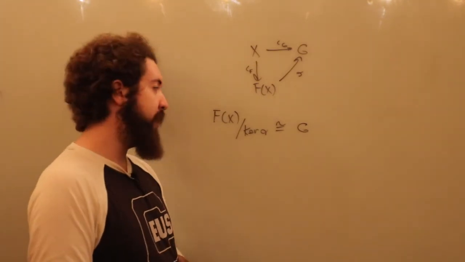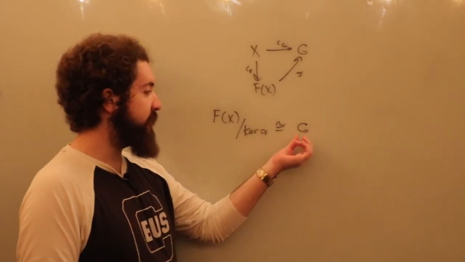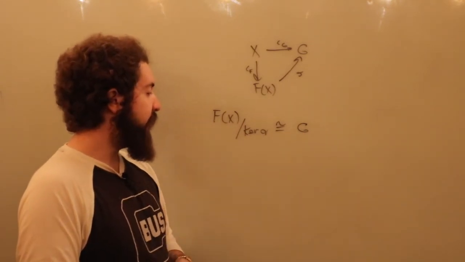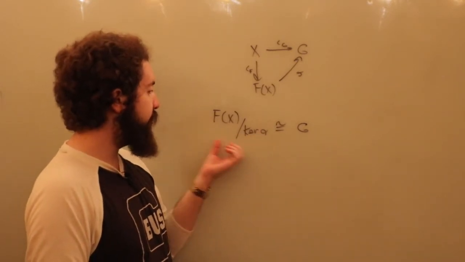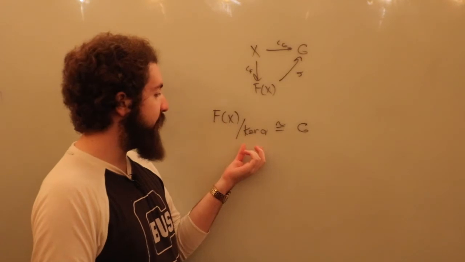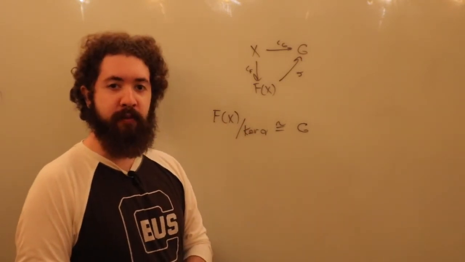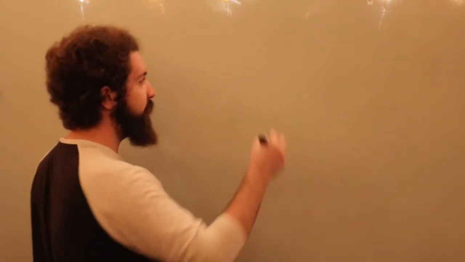So the question this begs is, given a certain G and its generating set X, can we find a normal subgroup of the free group on X such that this quotiented by that normal subgroup is isomorphic to G? And we're going to do exactly that. To do this, we just need to recall one simple fact.